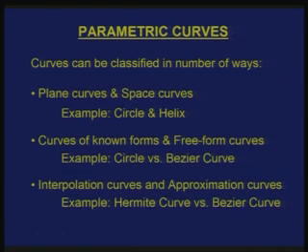Compared to this, we also have what are called free form curves, where the form cannot be classified into one of the known forms. An example given here is a Bezier curve, which we will study later. There is nothing like straightness or circularity, no standard form which is associated with a Bezier curve. So, this is another way of classifying.